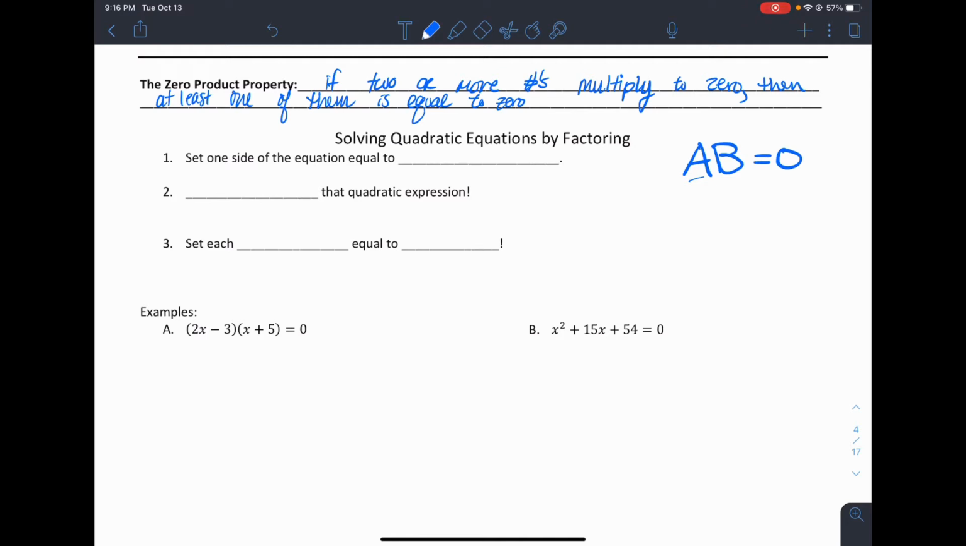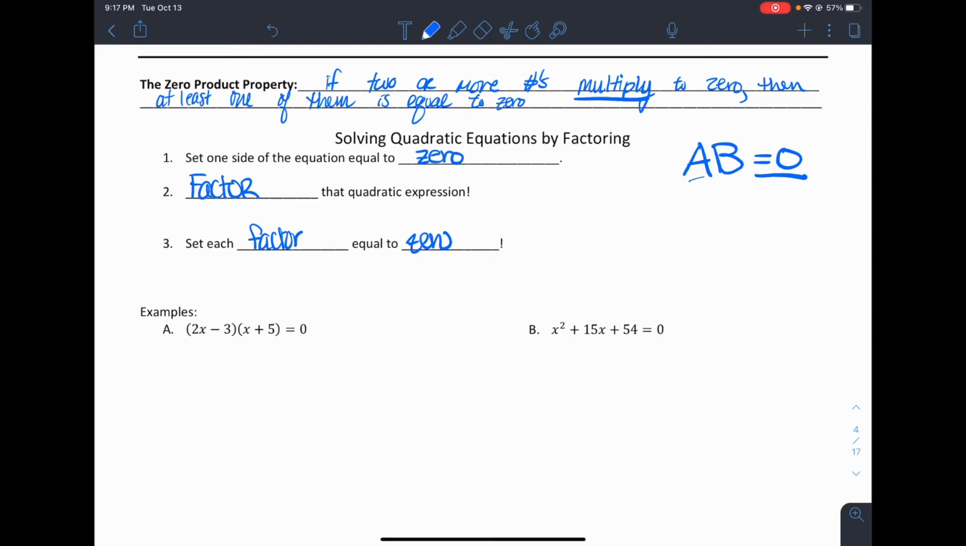So we're going to use this to our advantage because remember, factoring is undistributing. It's writing an addition problem as a multiplication problem. So we're going to convert it to a multiplication problem, make sure it's equal to 0, and then use that to our advantage. So we make sure that we set one side of the equation equal to 0. We then factor the equation, and then we set each factor equal to 0.